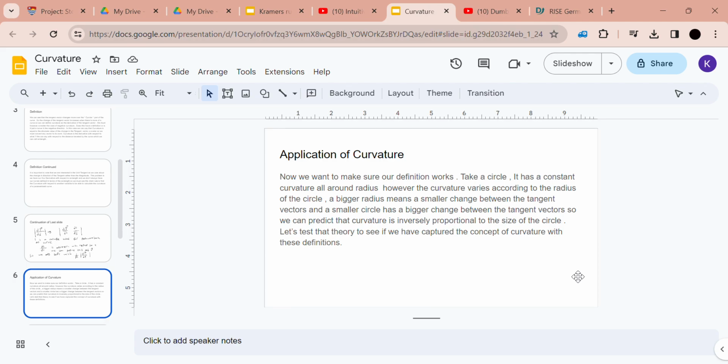So constant curvature all around the radius, but we can say the curvature varies according to the radius. A bigger radius means a smaller change between the tangent vectors, and a smaller radius means a bigger change between the tangent vectors. There needs to be more change per distance. So we can say that the curvature is inversely proportional to the size of the circle. Let's test the theory and see if it works.